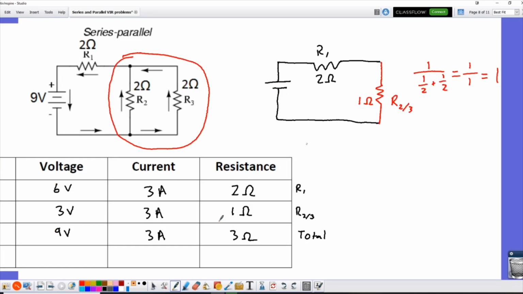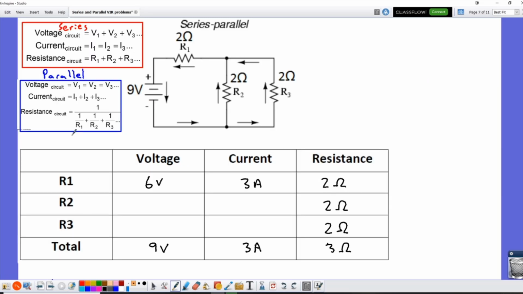All right. The final thing that we're going to do is take R2 and 3, which is this, and split it back up so that we can keep them as individual resistors, so R2 and R3. Now recall that R2 and R3 are in parallel with each other, as you can see here. So in parallel, we need to identify what's going to be the same. Is it voltage that's the same, or is it current that's the same? And by looking at the rules here, we can see that voltage is indeed the same.